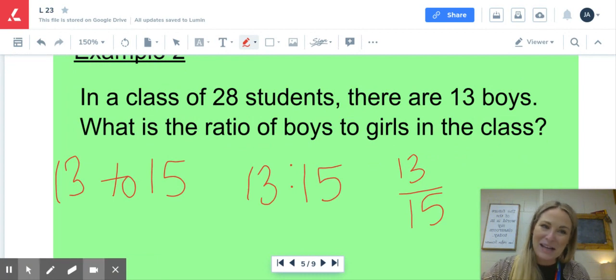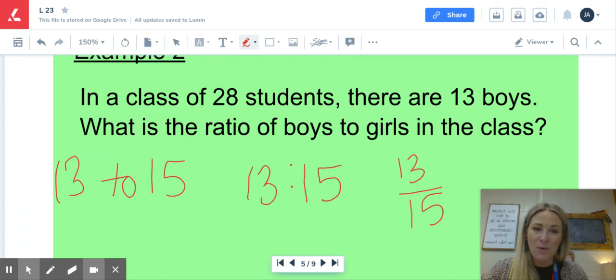So as we're checking over this work here, pay close attention to the fact that nowhere in my answers do I have the number 28, because 28 is our total number of students, and that's not what they're asking about. In the end, they're asking, what is the ratio of boys to girls? So they've only given us the information for boys, 13 boys, assuming that we will figure out that the other portion of students are girls.